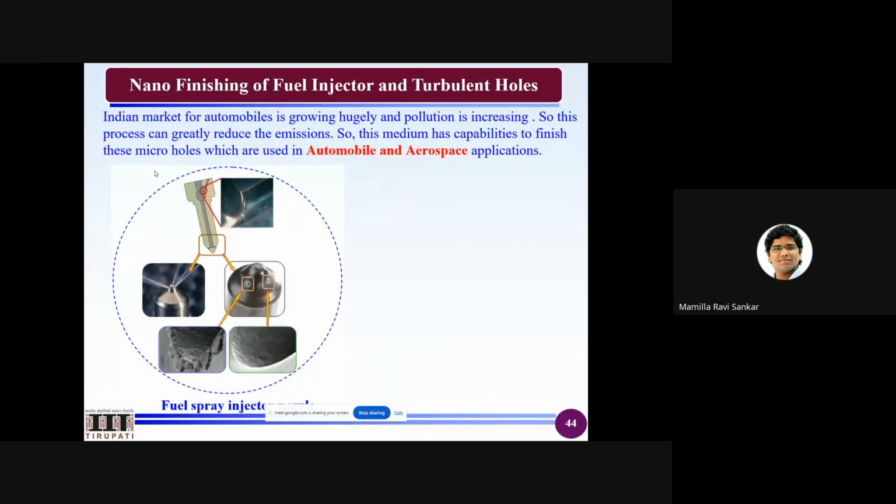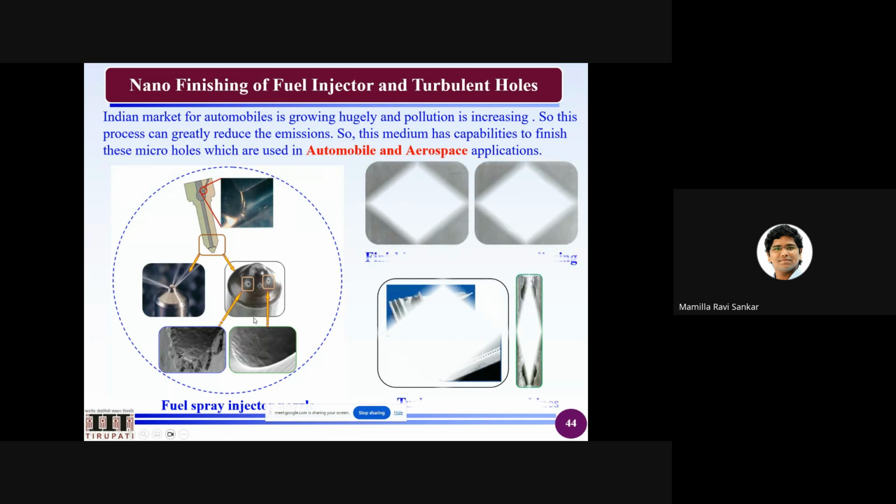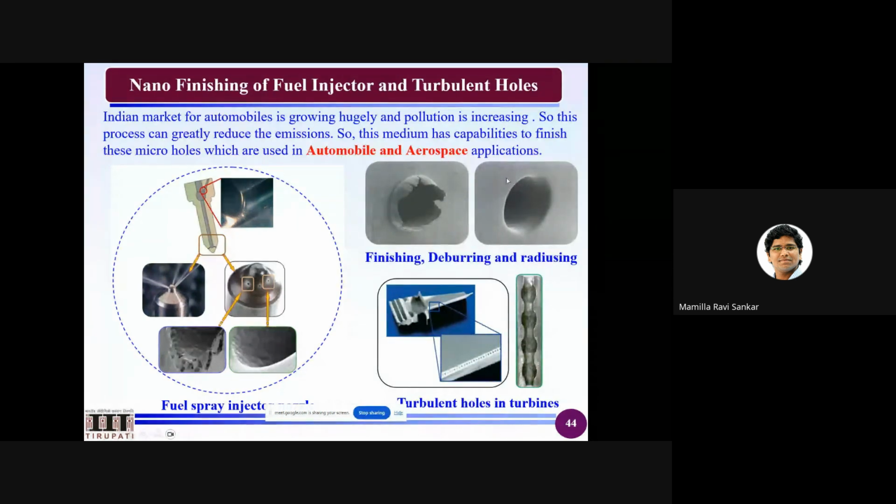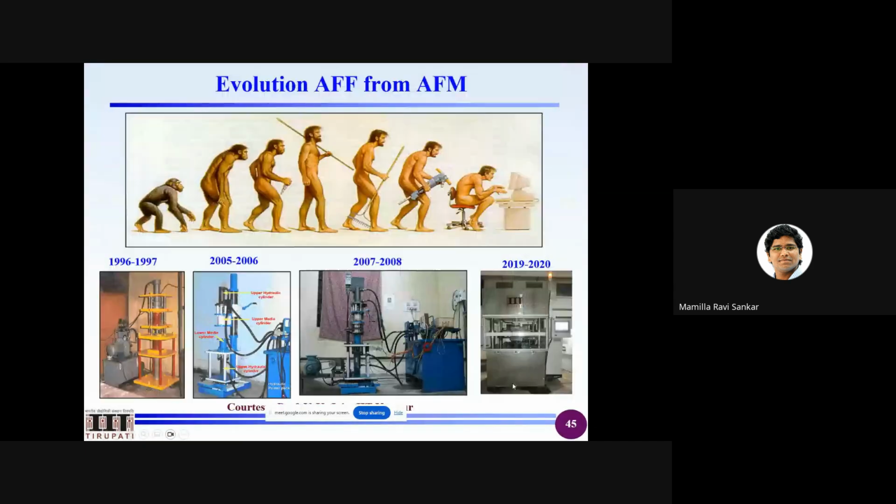Anyhow, all people are moving towards EVs now. Definitely, some of the things remain. See, for example, if you don't do the polishing, this is where the fuel will be ejected, a lot of particles will go, and your engine cylinder may be damaged. So you require not only finishing, but also radiusing and so on. So the deburring, radiusing, turbulent holes and so on.